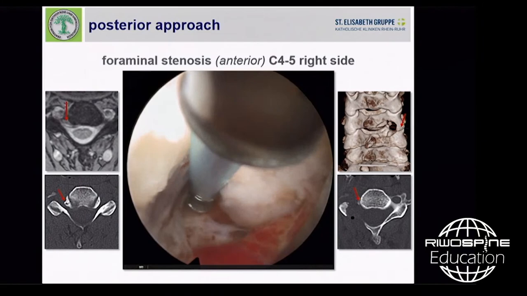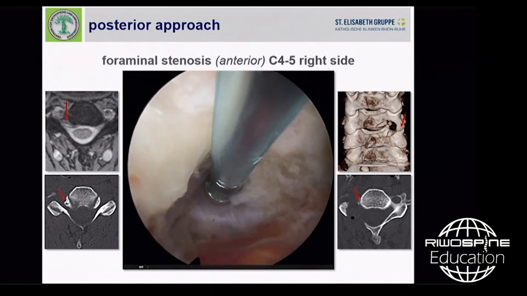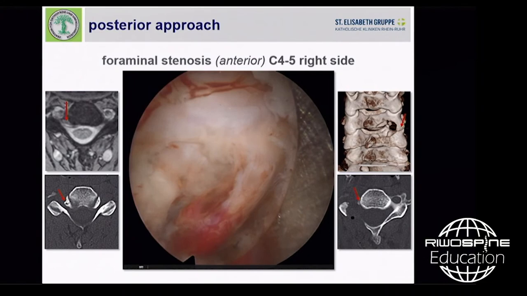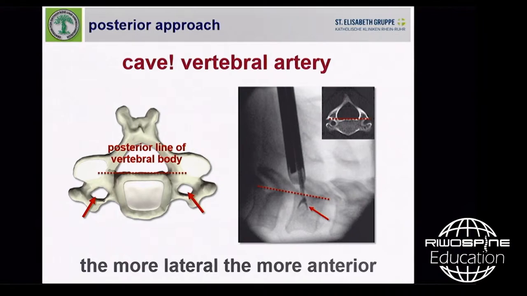That means we are working directly in the neighborhood when you're resecting a lot of bone here to the lateral aspect. We are coming to the anterior aspect, and then we have the vertebral artery directly in front of us. So be careful. Always remember where the posterior line of the vertebral bodies is to avoid getting too far to the ventral aspect, because there we find the vertebral artery.